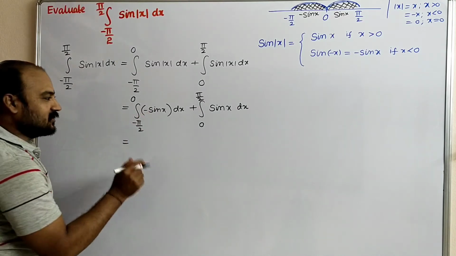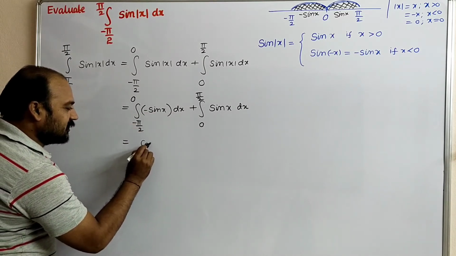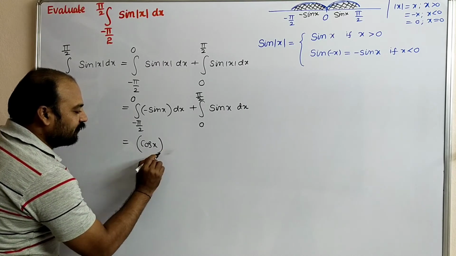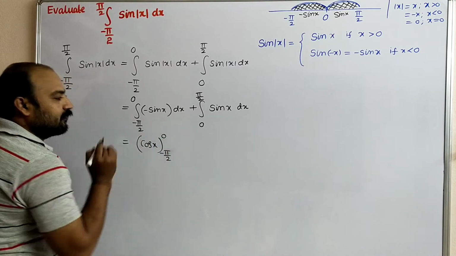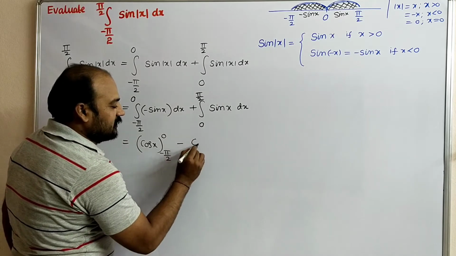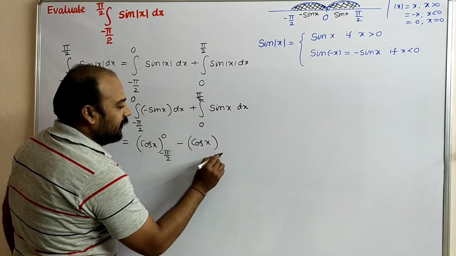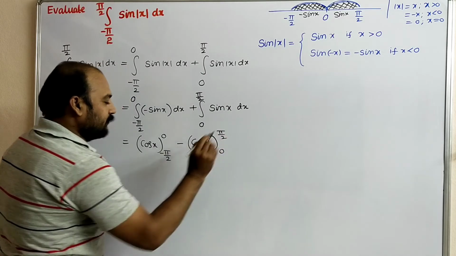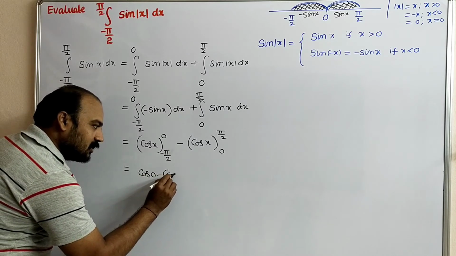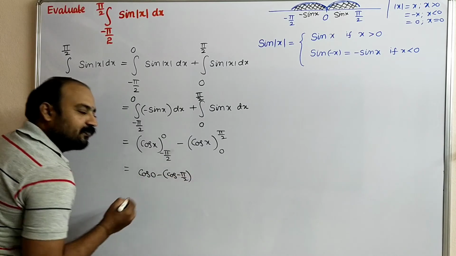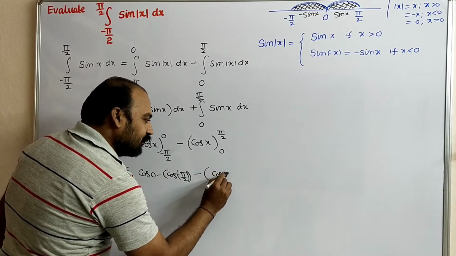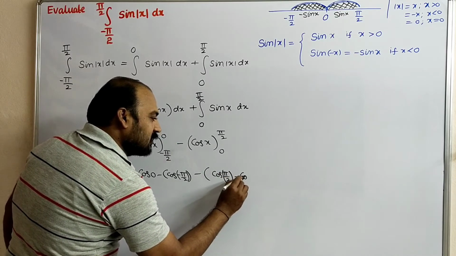Integral of sin x, minus cos x. The minus is already there, so it becomes plus cos x, applying the limits minus pi by 2 to 0, plus integral of sin x, minus cos x. So minus we can take outside, cos x, applying the limits 0 to pi by 2. So first cos 0 minus cos minus pi by 2, minus cos pi by 2, minus cos 0.